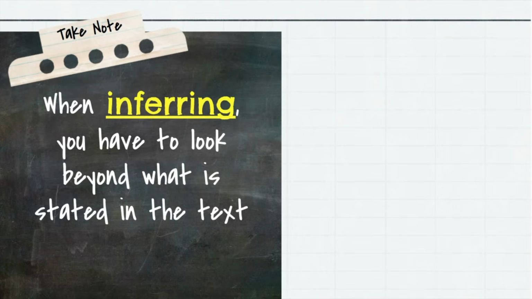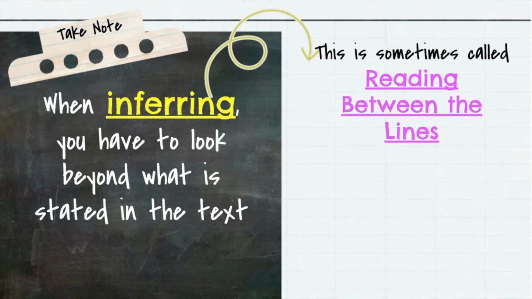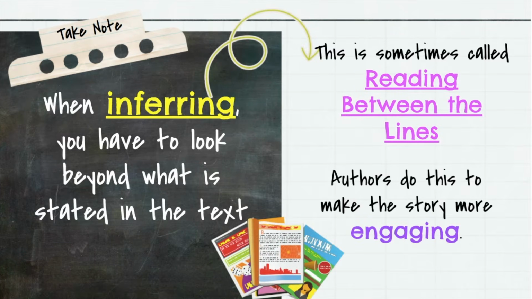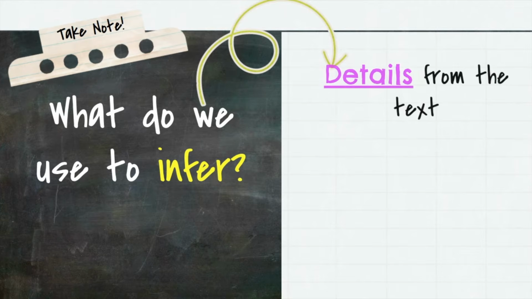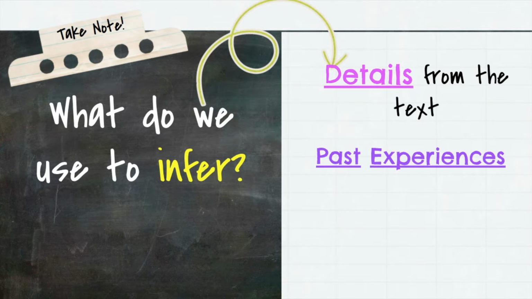So when inferring, you have to look beyond what is stated in the text. We call that reading between the lines. So authors do this to make the story more engaging. If they wrote down everything they were thinking or everything they wanted you to know, the story would be like 7,000 pages and super tedious to get through and boring, and you wouldn't want to read that as a reader. So they shorten it down by having you infer. So what do we use to infer? We use details from the text and past experiences.